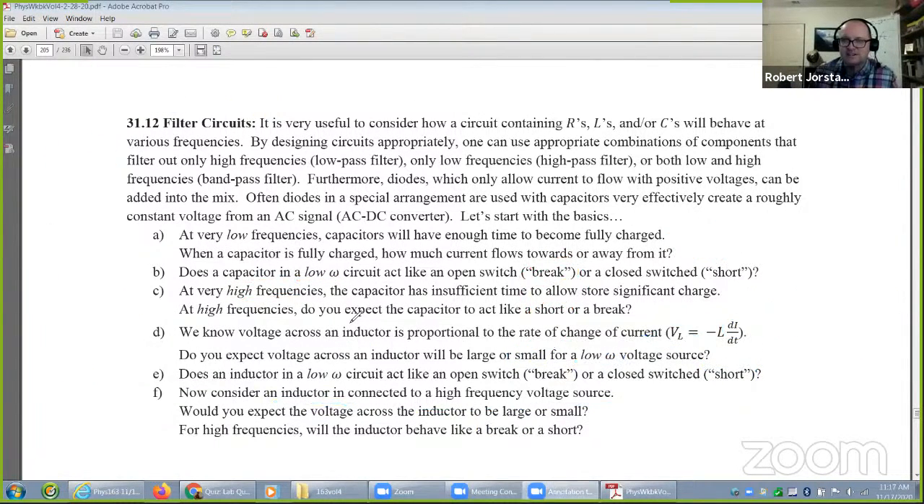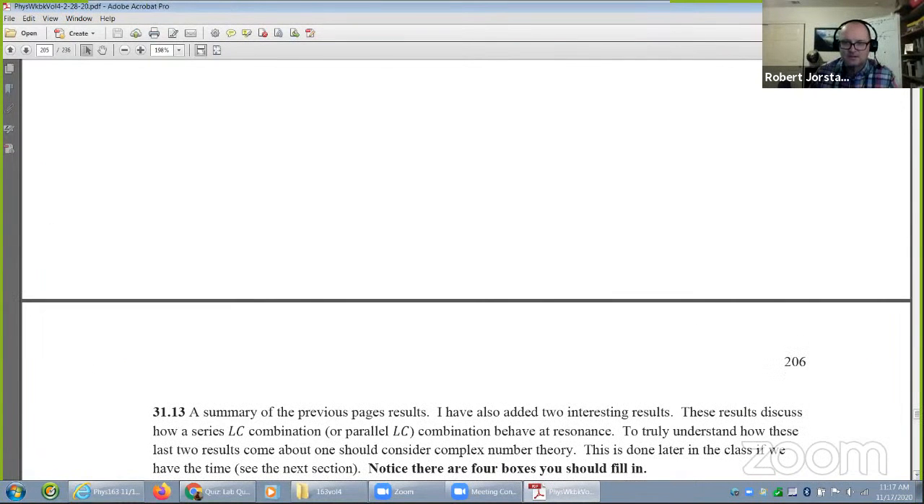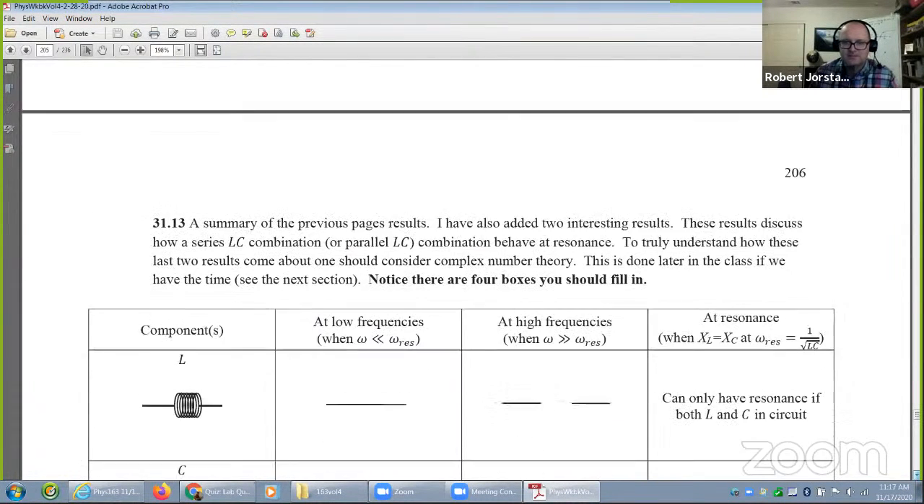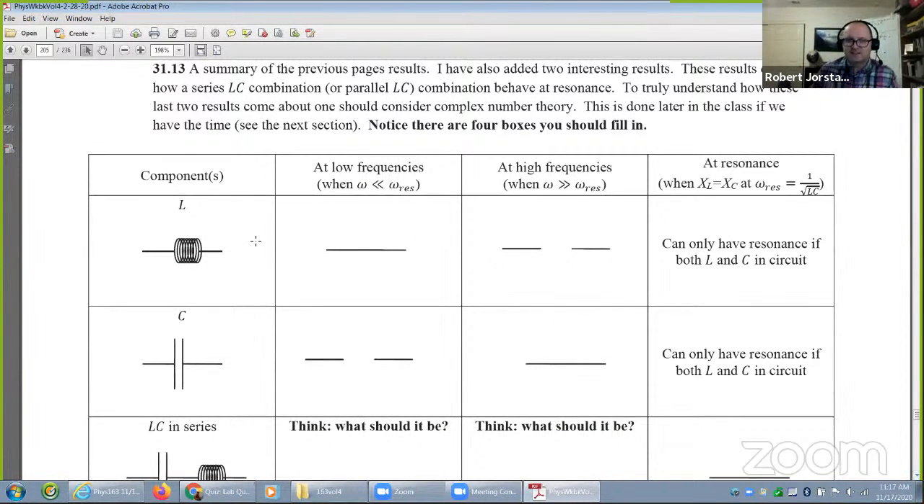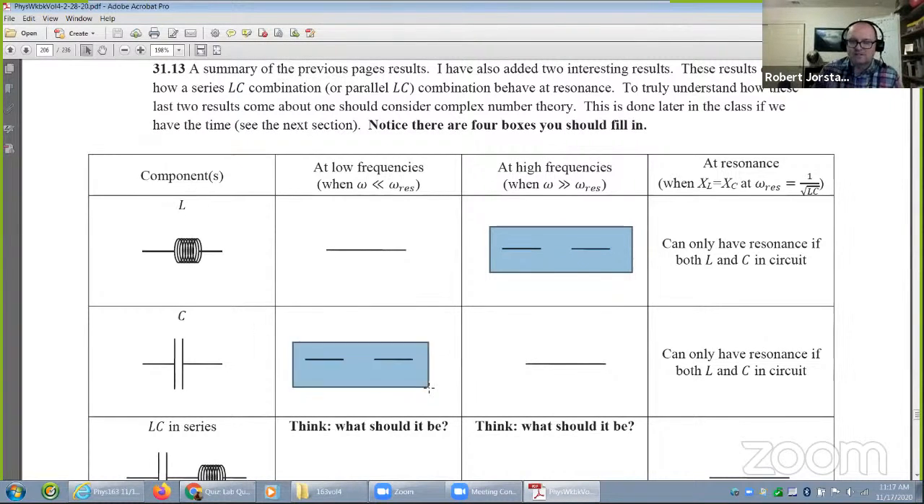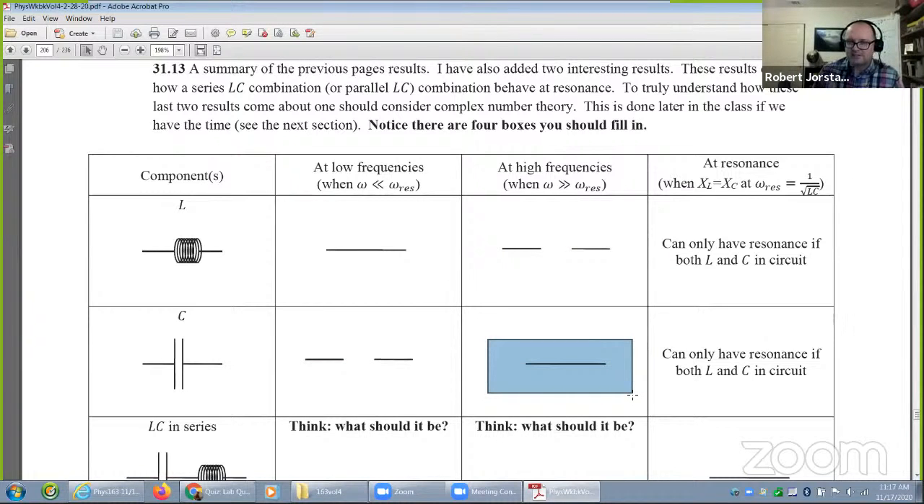Let's go to the next page and summarize this. So flip to the next page. This is the summary. There are 4 boxes we need to fill in. But basically, if you are trying to understand a circuit, anytime you have an inductor all by itself, at low frequencies, you could redraw it as a straight wire. At high frequencies, you could redraw the inductor as an open switch or a break. The opposite is true for capacitors. At low frequencies, the capacitor charges up and acts like a break, whereas at high frequencies, it will act like a short because it doesn't have time.